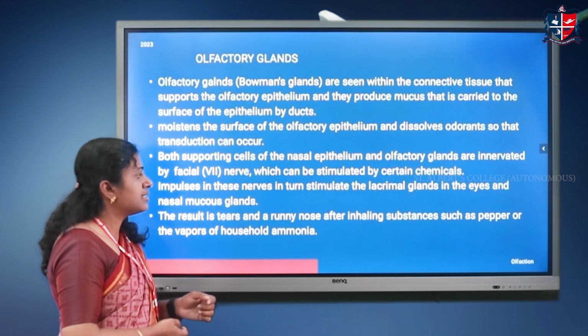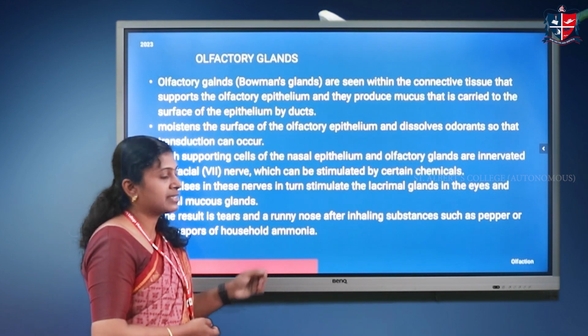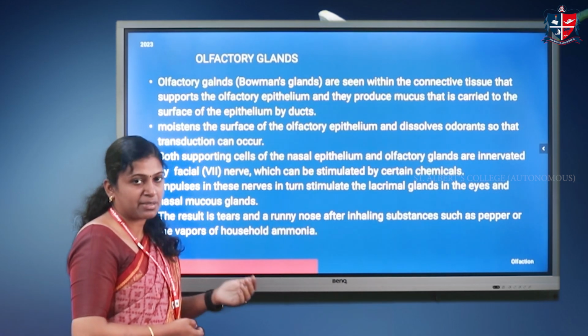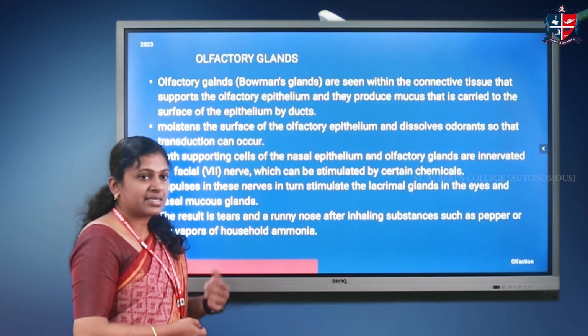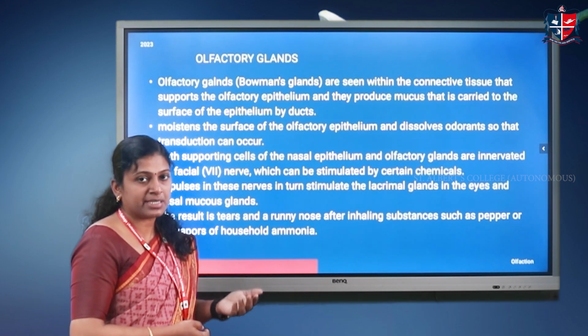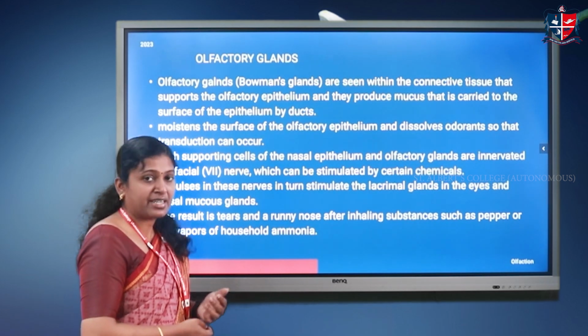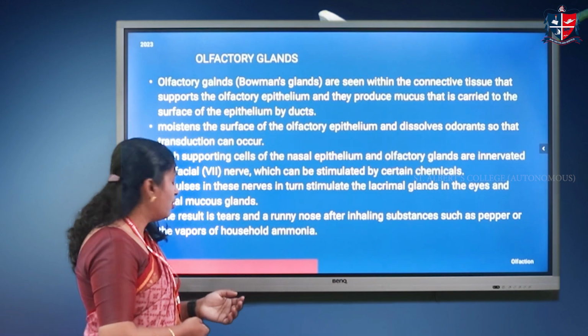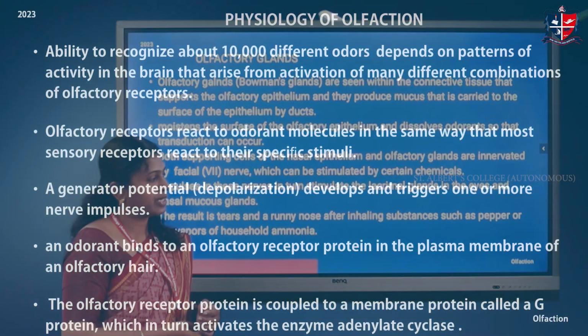Impulses in these nerves in turn stimulate the lacrimal glands in the eye and the nasal glands of the mucous epithelium. The result is that we produce tears and have a running nose after inhaling substances such as pepper or vapors of household ammonia.